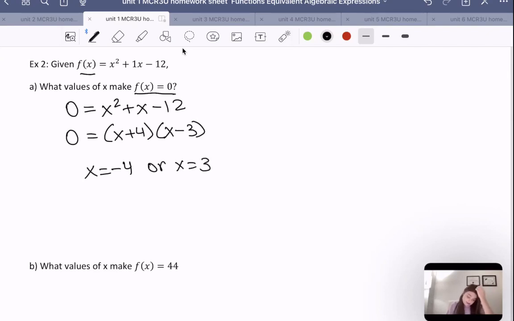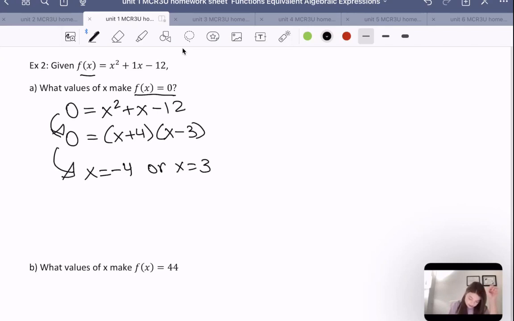Now, if to you going from here to here was a leap, I do suggest reviewing the factoring quadratics unit because it talks all about that there. But the point here, for the sake of today's lesson, is that f of x is equal to 0 and we're replacing it. I will talk briefly about how I got here though. So for this one here, what I did is I said, what are two numbers that multiply to negative 12 and add up to 1? I figured out that 4 times negative 3 would get us there, or 4 plus negative 3 would get us to 1. And I used them here.